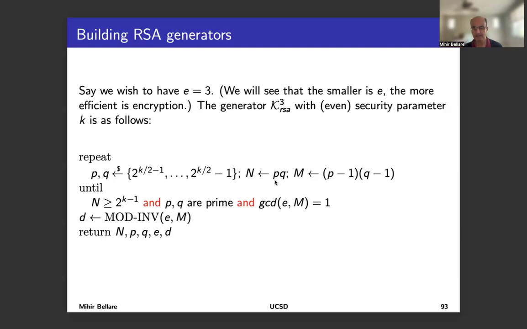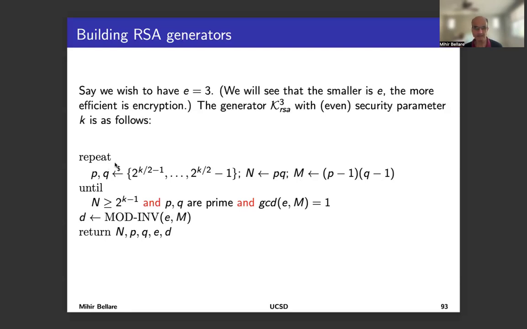Once I have the values of p and q, I'm also interested in phi of n. But now we know that there was a formula for phi of n, which is p minus 1 times q minus 1. So I compute that as well. So now I have my primes, my modulus, and the value of phi of n.